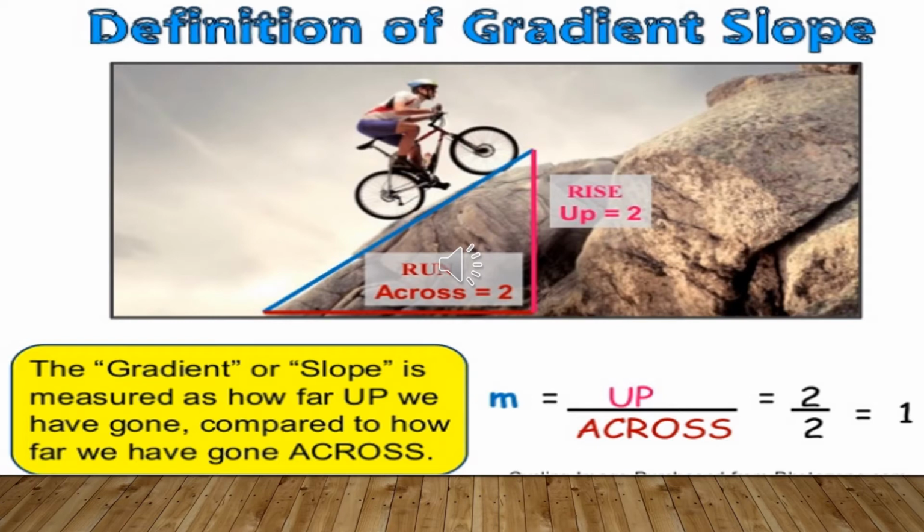The gradient or slope is measured as how far up we have gone compared to how far we have gone across. In the given diagram, you can see that the rise is represented by pink color and the run across has been represented by red color. The boy has climbed up the mountain by this slope. It means that slope is represented by m. So how are we going to calculate it? We are just going to divide the rise by the across. It means that 2 upon 2, 2 upon 2 equals 1. So what will be the slope? The slope will be 1.